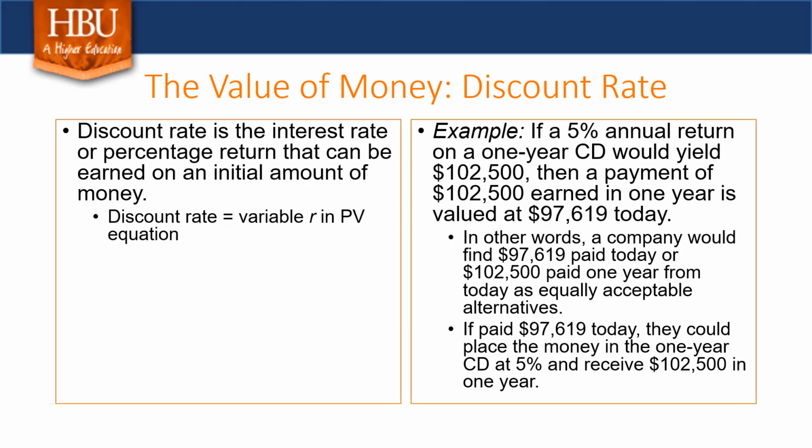So for example, if a 5% annual return on a 1-year CD would yield $102,500, then a payment of $102,500 earned in 1 year is valued today at $97,000. Because remember, that discount rate, or rate of return, or yield, is that 5%. That's the difference we would get from our $97,000 today if that money was placed in a 1-year CD at a 5% return, would then become in 1 year that $102,500.